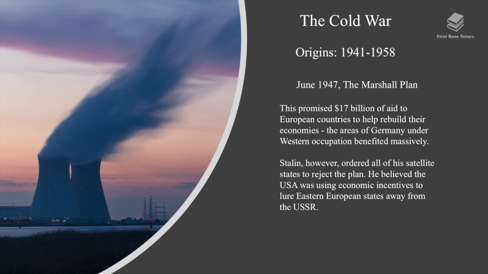June 1947, the Marshall Plan. This promised $17 billion of aid to European countries to help rebuild their economies. The areas of Germany under Western occupation benefited massively. Stalin, however, ordered all of his satellite states to reject the plan. He believed the USA was using economic incentives to lure Eastern European states away from the USSR.